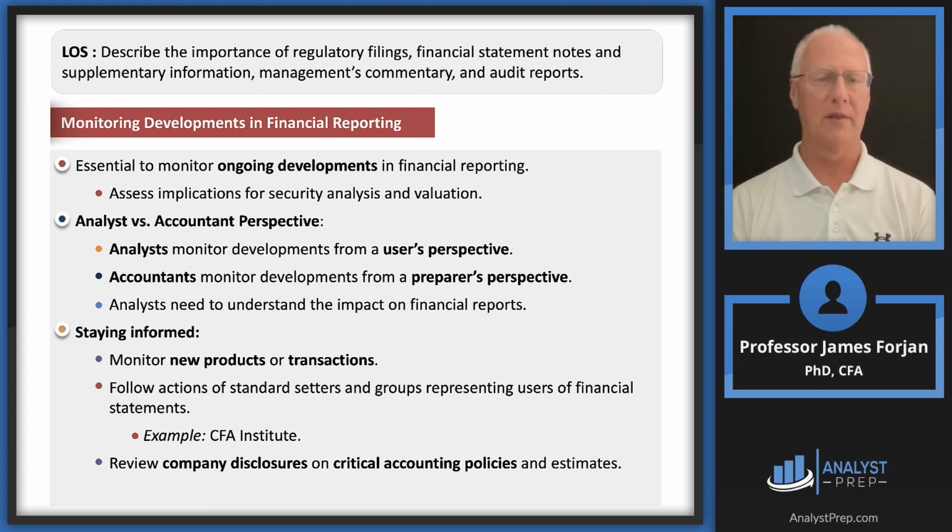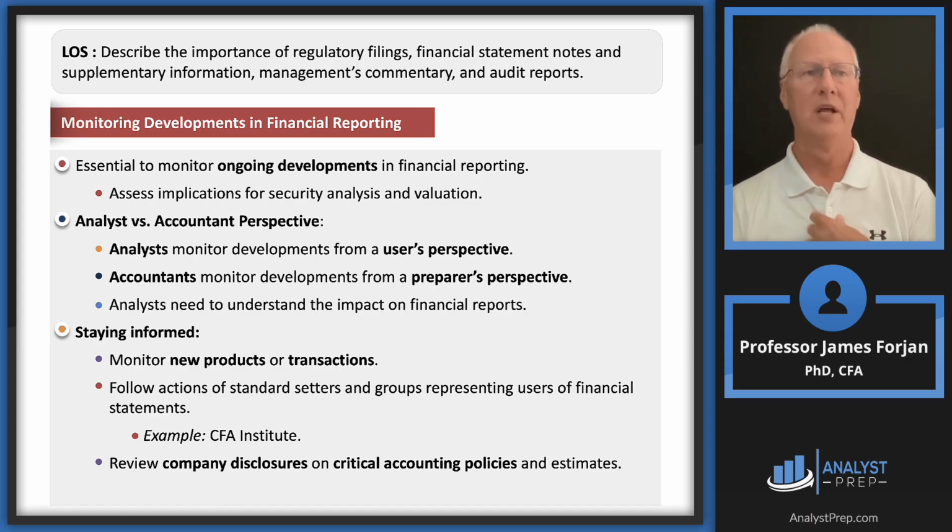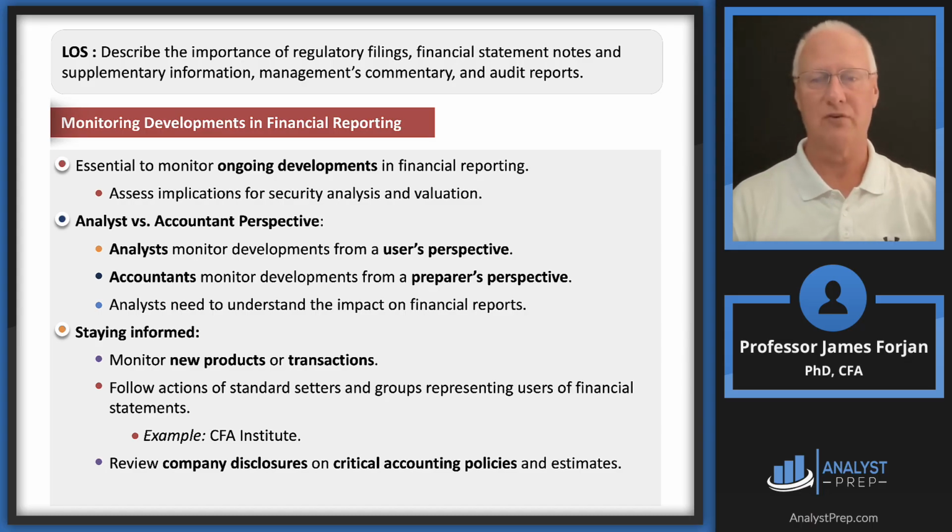That second bullet point there, this is an obvious one. So the analysts, what we're doing, right, we're trying to figure stuff out so that we can help all the investors throughout the world. But the public accountants, they're essentially trying to figure out what the firm is doing, what the executive leadership is doing, and what the preparer's perspective is. So those are two different perspectives. Yeah, look at the bottom. Staying informed. That makes perfect sense. And there's the example of what we're trying to do here. Monitoring new products and transactions.